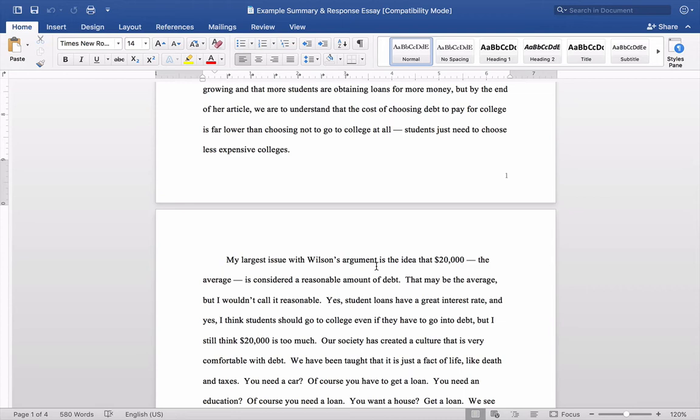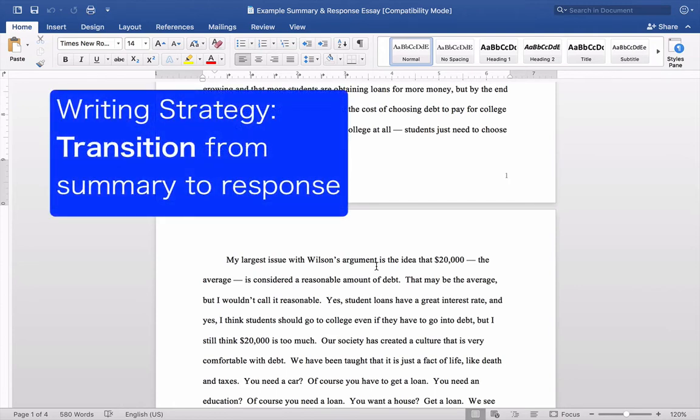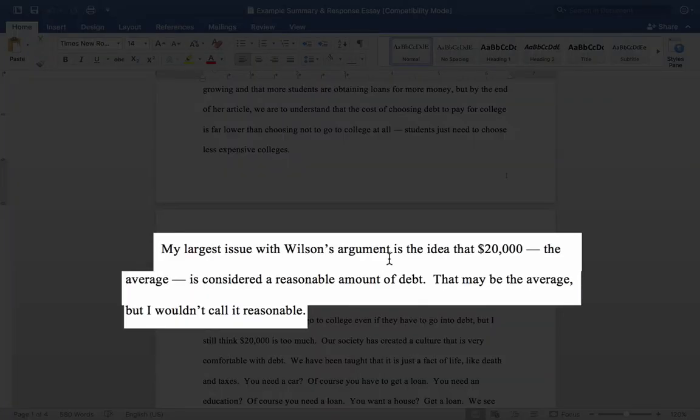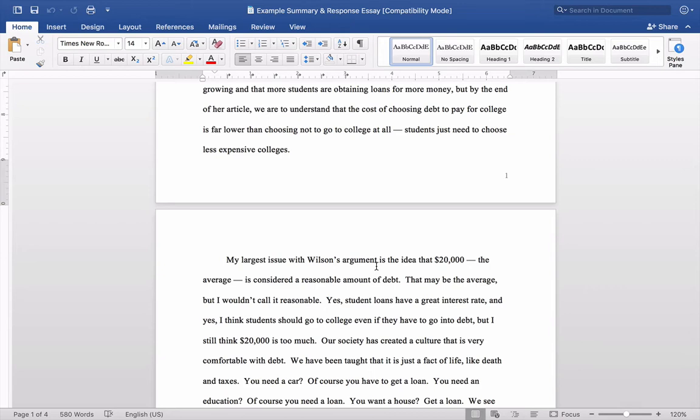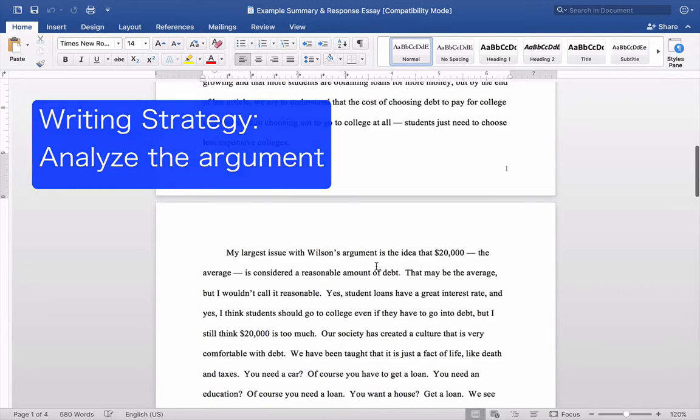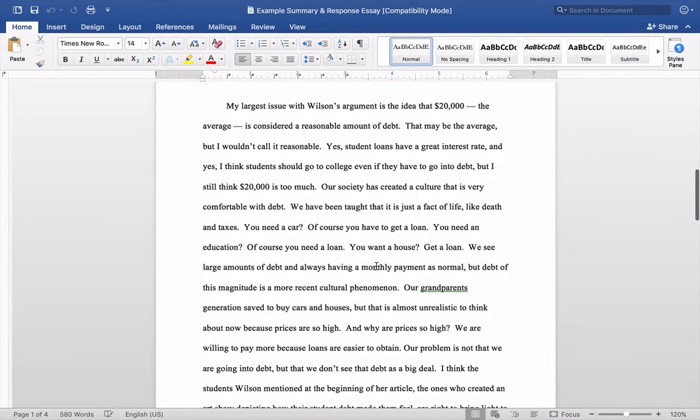Here is my response. The first writing strategy is to transition from the summary to the response. And how I did that was by stating my main point of contention with the article. The next writing strategy is to analyze the argument. My paragraph is a direct critique of Wilson's argument, attacking the assumptions she made by analyzing them further. This is a technique you can use, analyzing the support of an argument. Interact directly with the material using paraphrases and quotes and then comment on them.